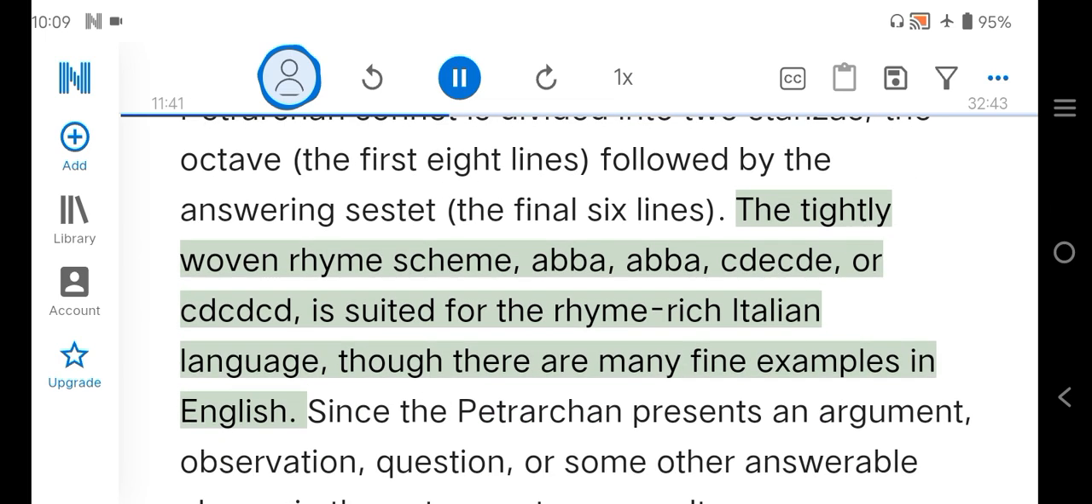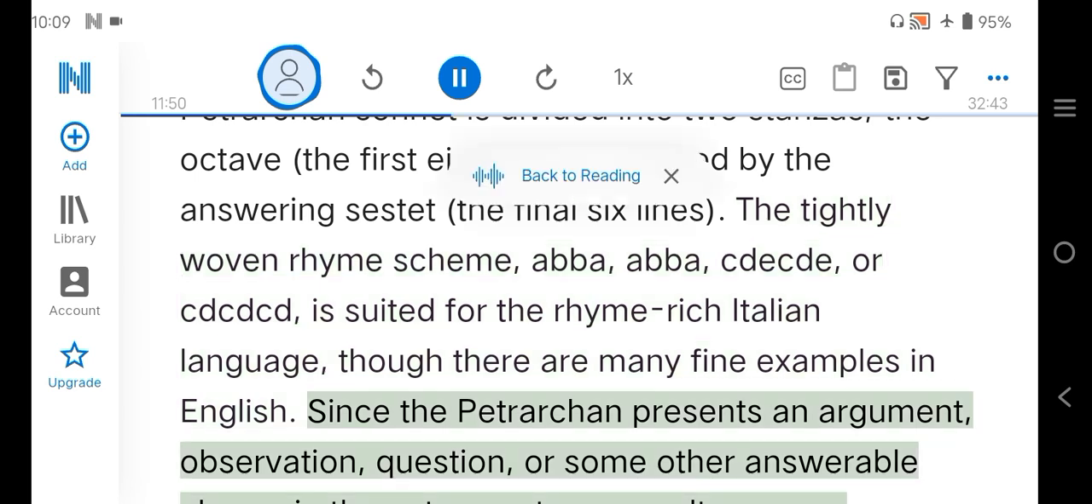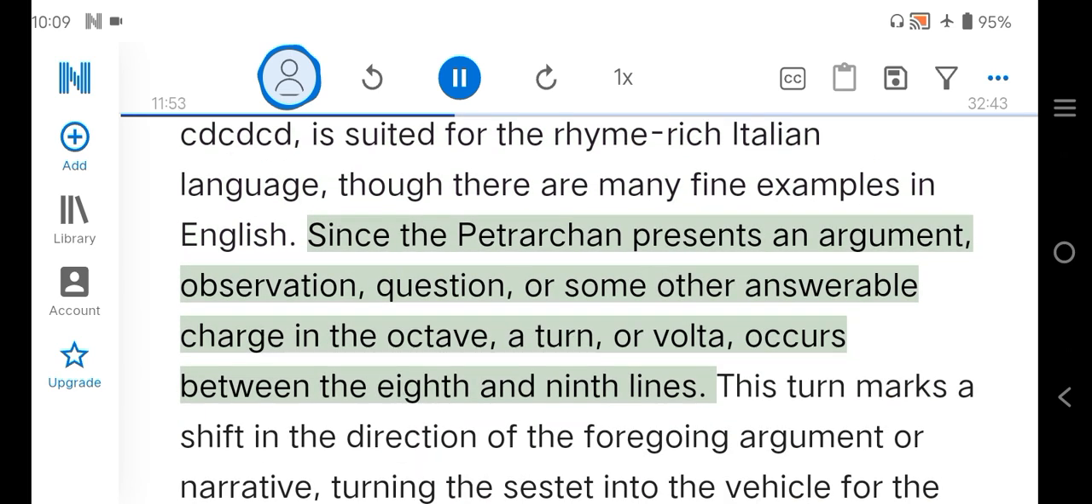The tightly woven rhyme scheme, ABBA, ABBA, CD, CD, is suited for the rhyme-rich Italian language, though there are many fine examples in English. Since the Petrarchan presents an argument, observation, question, or some other answerable charge in the octave, a turn, or volta, occurs between the 8th and 9th lines.